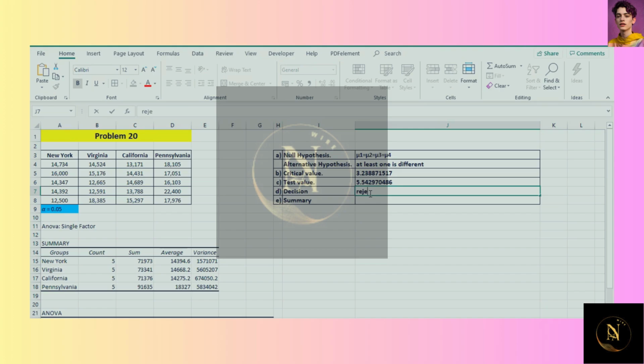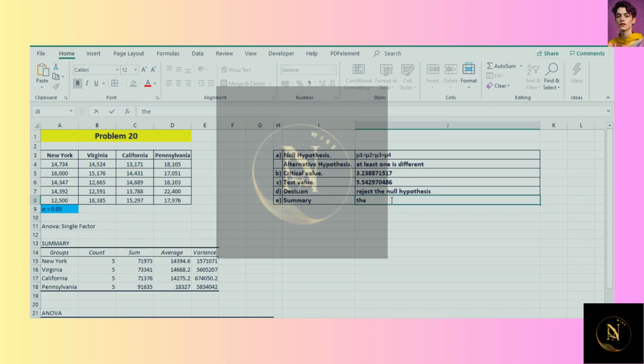Now the decision we have to make based on these results is that we need to reject the null hypothesis because the test value is within the critical region, and so we reject the null hypothesis. And when we reject the null hypothesis, this tells us that there is enough evidence to conclude that at least one mean is different from the others. And in our context, we can conclude that the average debt at graduation differs for these 4 states.